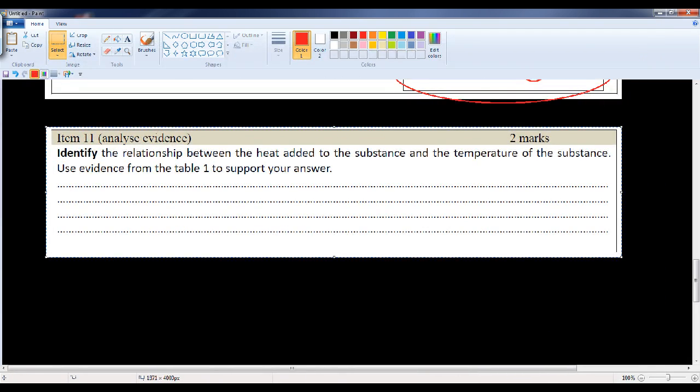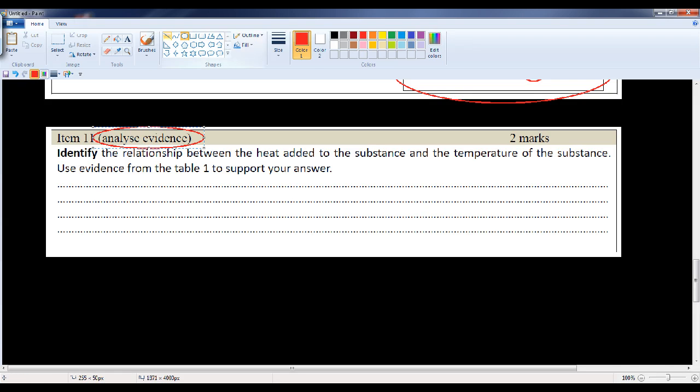Okay, the next one becomes a bit more challenging, because it's analyze evidence. What do you mean by analyze? Analyze means you need to break down something, extract something from the data. How could we extract something from the data?